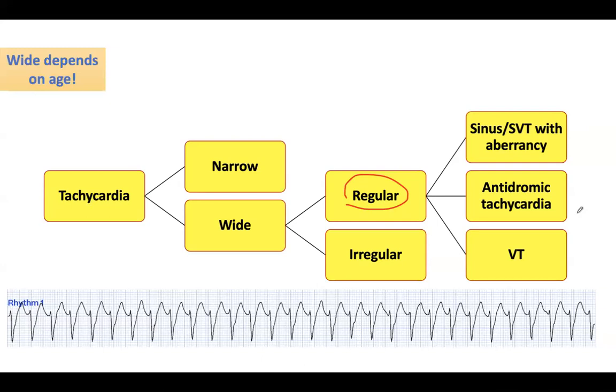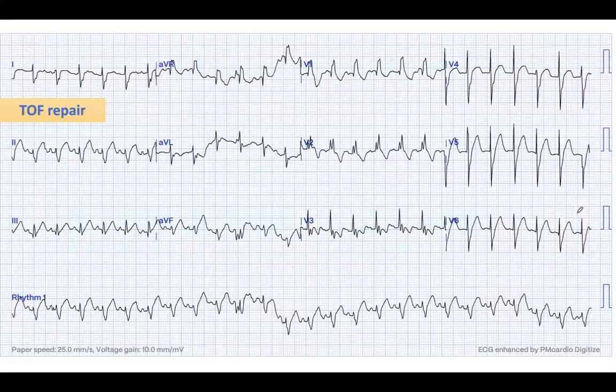Obviously the definition of wide QRS depends on the age. So this is an example of a wide complex tachycardia, sinus tachycardia in a patient post tetralogy repair. So that's a patient with sinus tachycardia with right bundle branch block, okay, guys? Easy.